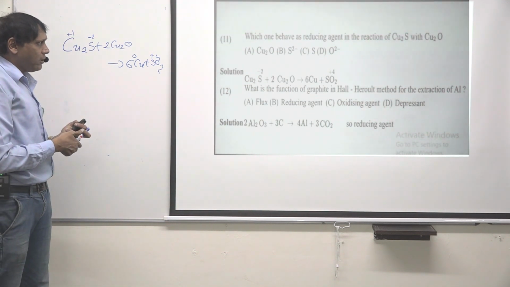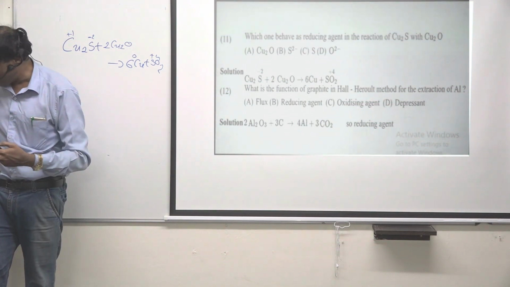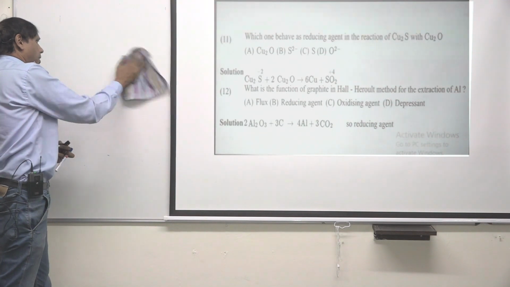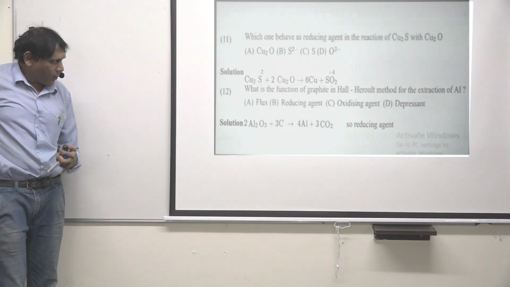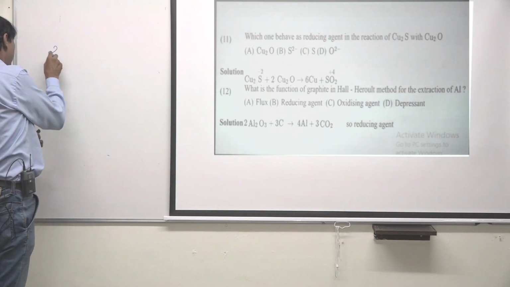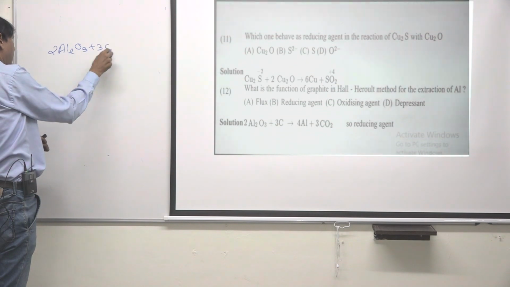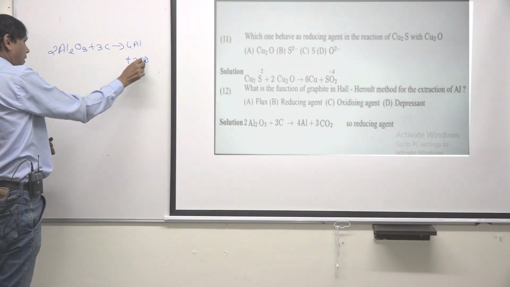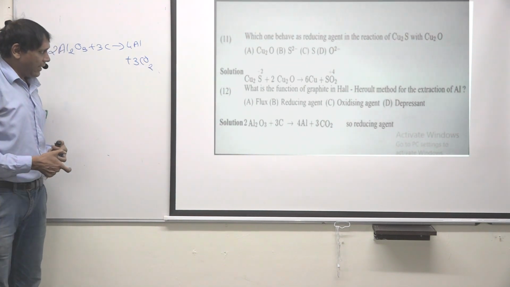What is the function of the graphite in the Hall-Heroult method for the extraction of aluminum? That is the next MCQ. As we know, graphite is used as a reducing agent, because when we write the reaction in the Hall-Heroult process, Al2O3 plus 3 carbon gives 4 aluminum plus 3 carbon dioxide. So it behaves as a reducing agent.